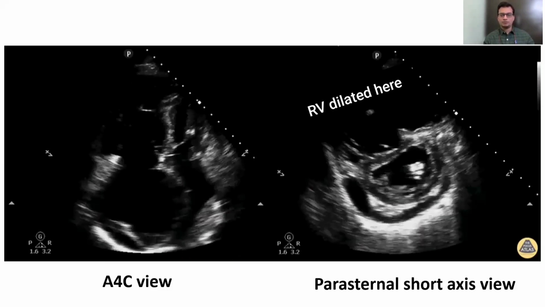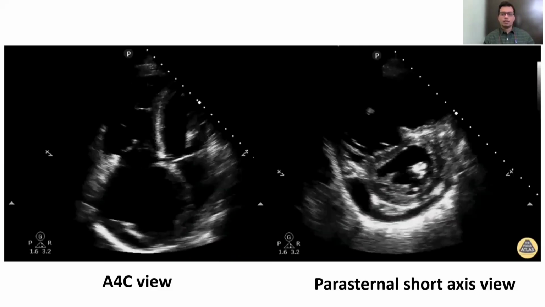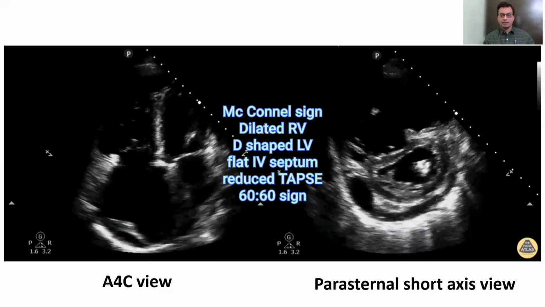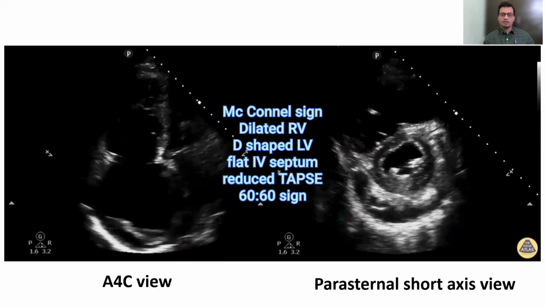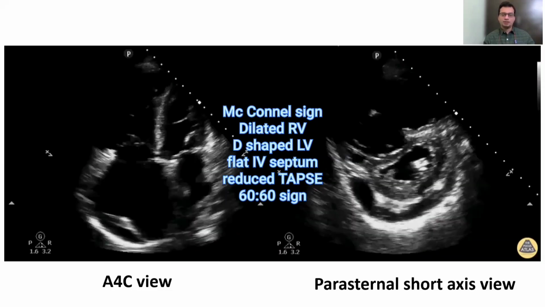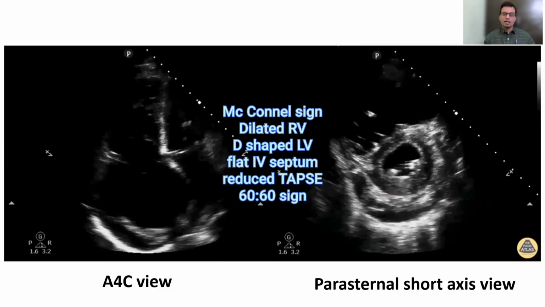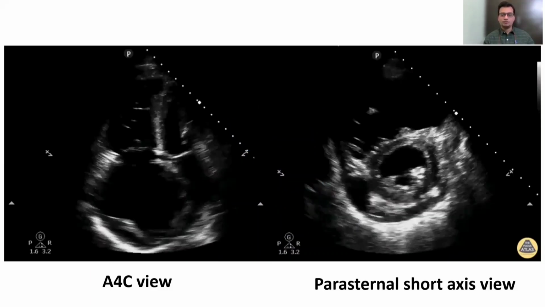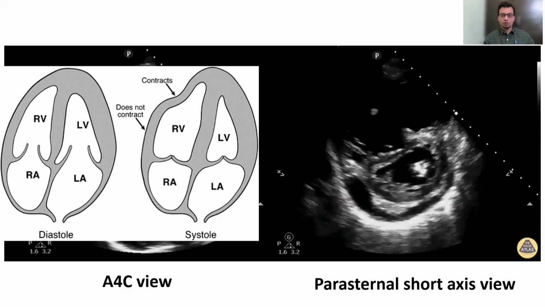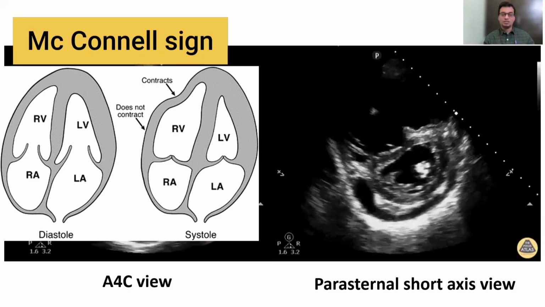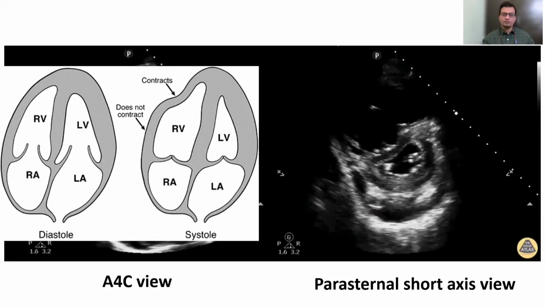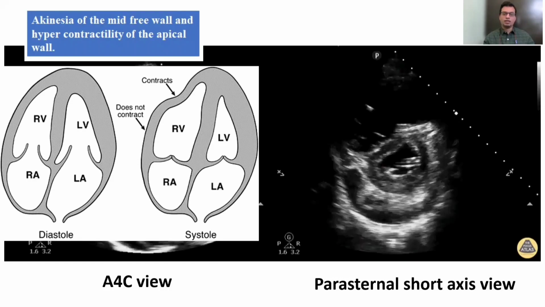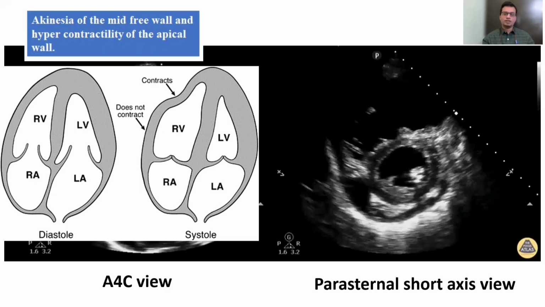parasternal short axis view. Echo findings include the McConnell sign, enlarged right ventricle, IV septum flattening, D-shaped left ventricle, decreased TAPSE, and 60-60 sign. The McConnell sign is a distinct echocardiographic feature of acute massive pulmonary embolism. It is defined as a regional pattern of right ventricular dysfunction with akinesia of the mid-free wall and hypercontractility of the apical wall.